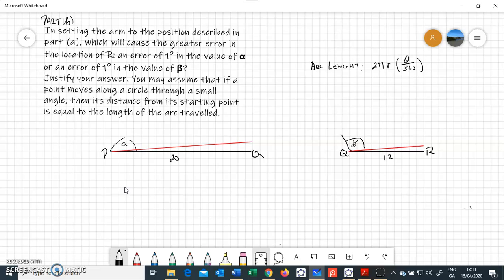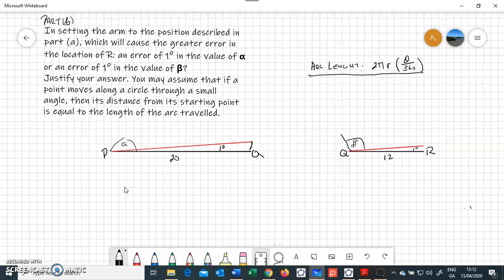Okay, and the red line represents an error of 1 degree in the setting of the robot arm. So in here is 1 degree, and in here 1 degree. Now this isn't to scale, as if I drew the angle at 1 degree you would probably not see it on the line. Actually, the key to this is the length of an arc. Up here I've written the general formula for an arc.